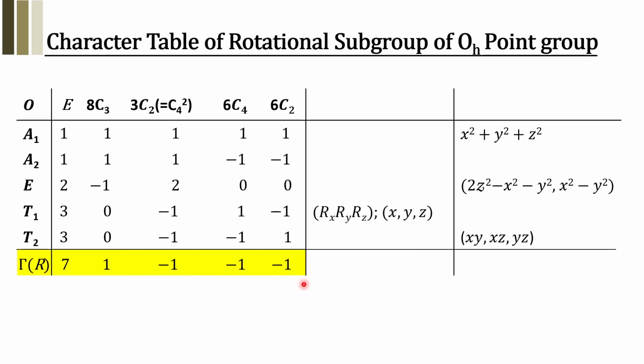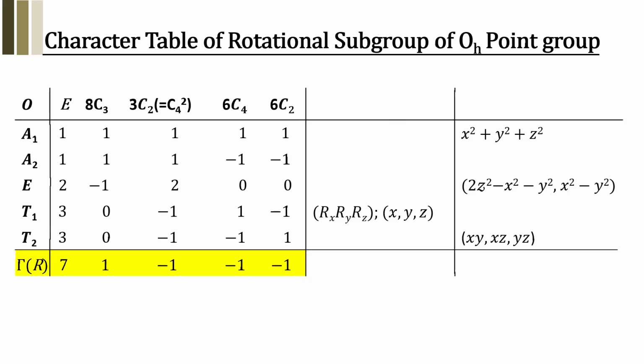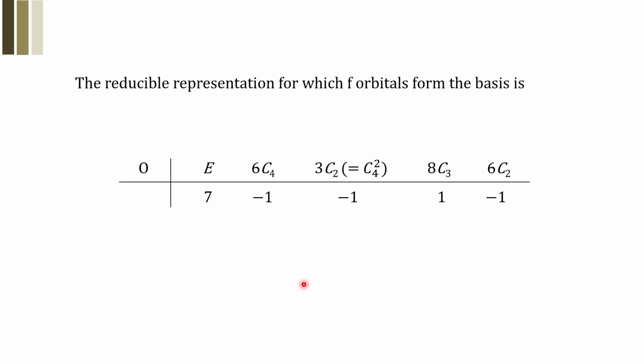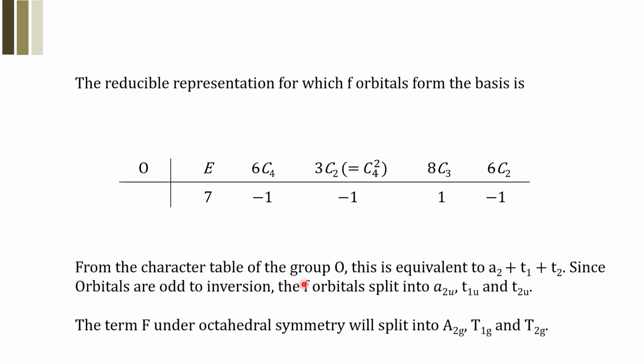Now 7 is there because for F there are 7 orbitals. That is, the L value would assume -3, -2, -1, 0, +1, +2, +3. There are such 7 orientations possible, and for the characters of different degrees of rotation, the values that we have discovered are 1, -1, -1 and -1 respectively. And our job is now to see if it can be decomposed into the basis vectors. If we do so, what we get is A2, T1 and T2 using the standard reduction formula.